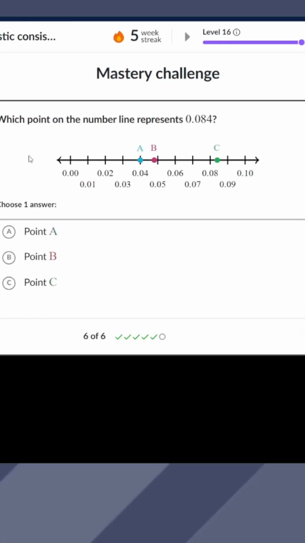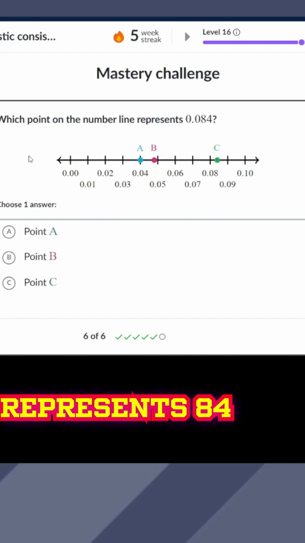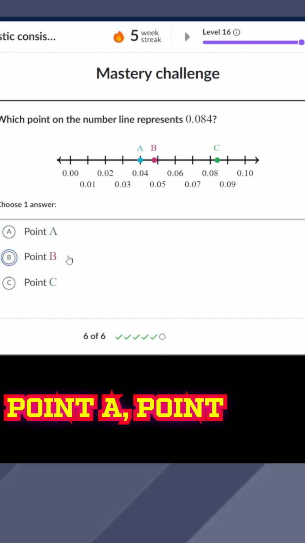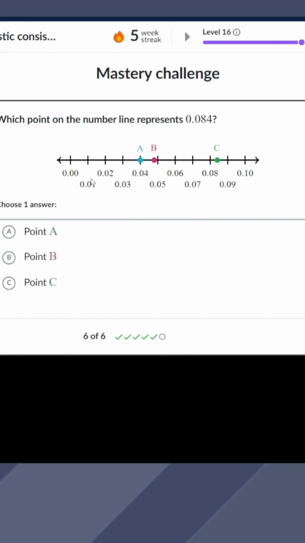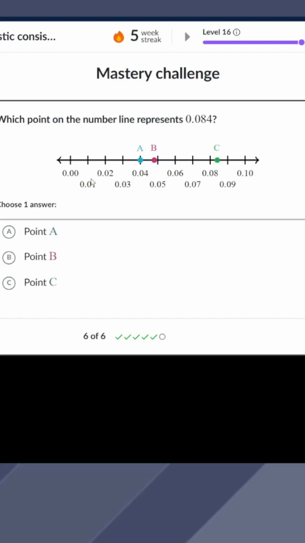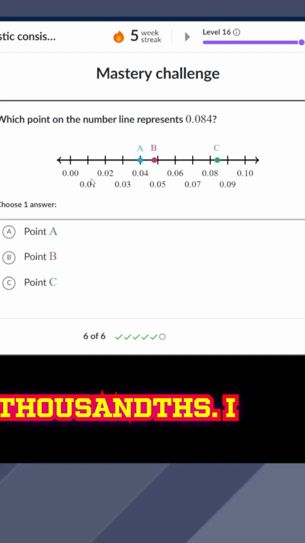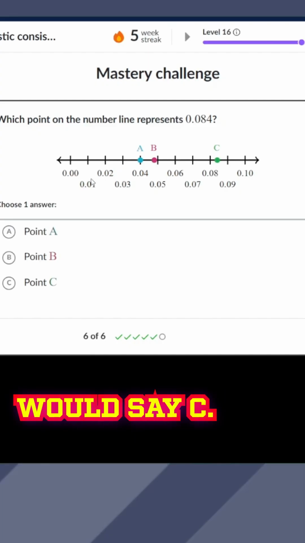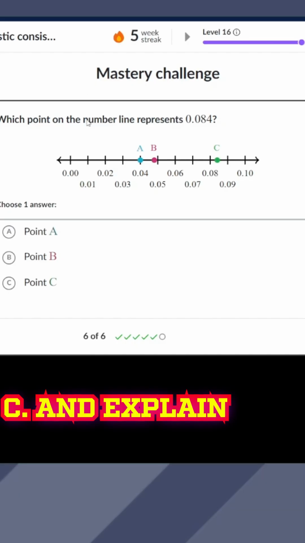Good. Last question. Which point on the number line represents 84 thousandths? Point A, point B, or point C? Let me see. 84 thousandths. I would say C.